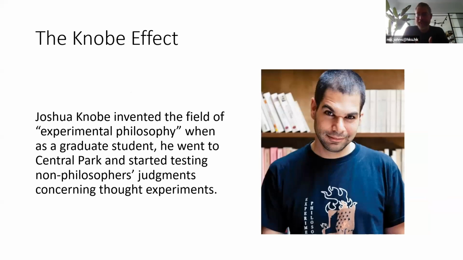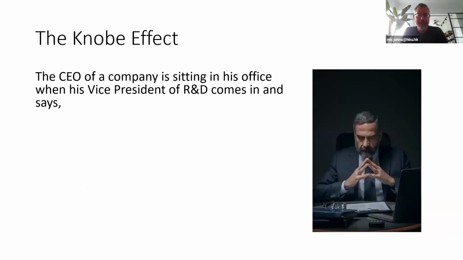So there's this newly invented field of philosophy called experimental philosophy that was invented by this fellow here, Josh Knobe. So the story is he went to Central Park in New York City, and he just started giving people philosophical thought experiments and asking them what they thought about it. So here was Josh's particular experiment that he did.